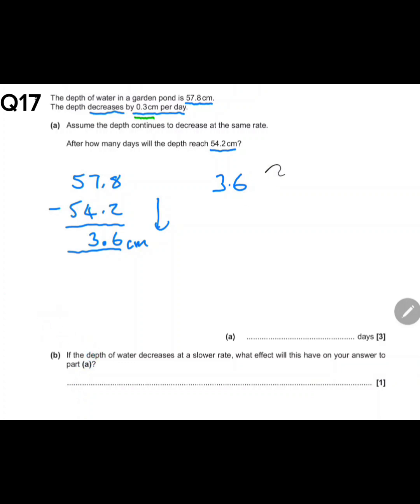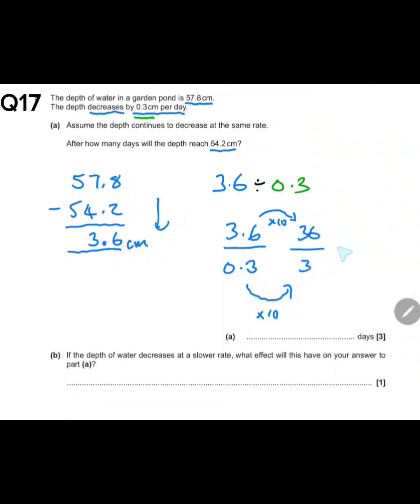So I need to do 3.6 divided by 0.3. If I write that as a fraction, I'm going to get 3.6 over 0.3. Why would I write this as a fraction? Well, it allows me to write a nicer calculation. If I times the top and bottom by 10, I get 36 divided by 3, which is 12. And this is a much easier calculation than this, because it's an equivalent fraction, it gives the same answer. The answer is 12 days.